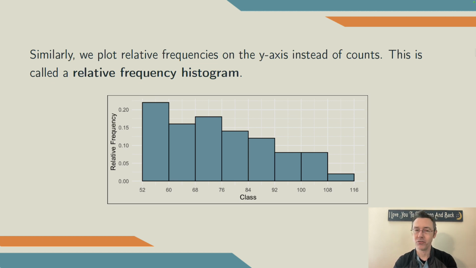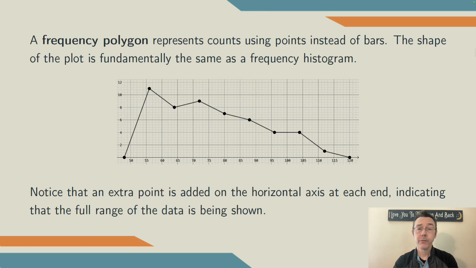The shape doesn't change. Here I've gone back to labeling on the x-axis the boundaries, but again, I could label the midpoints, same shape. Another very similar plot is the frequency polygon, and we're graphing exactly the same information in a very similar way. The big difference is that instead of representing counts using bars, we're now doing it using points. The shape is fundamentally the same as for a frequency histogram, and to illustrate that, I'm going to flip back to the histogram on the previous slide.